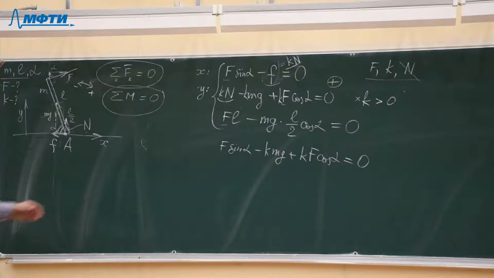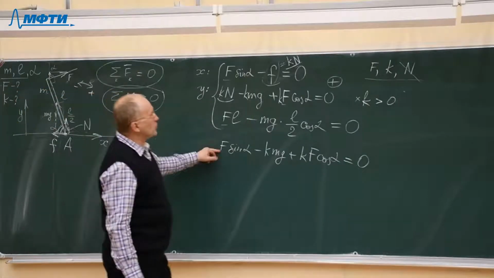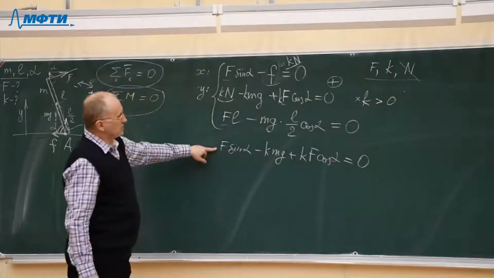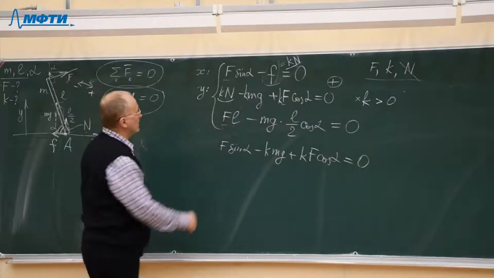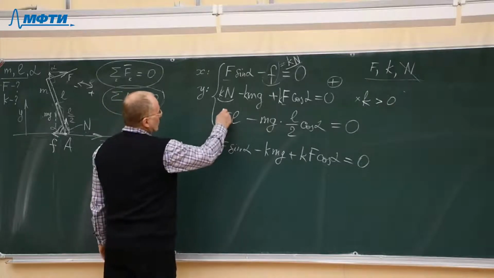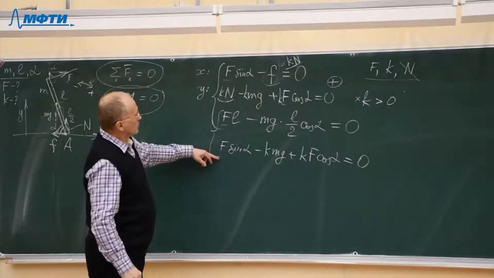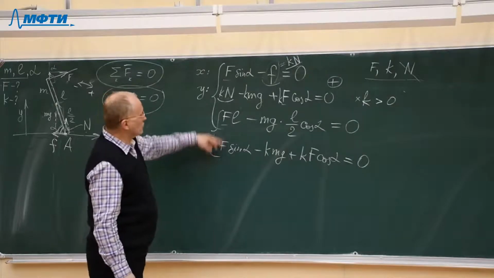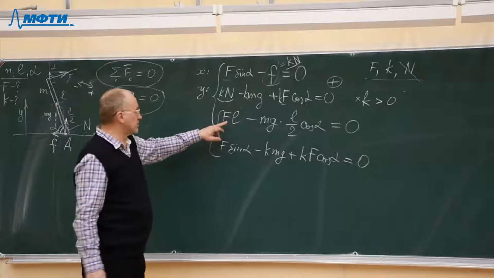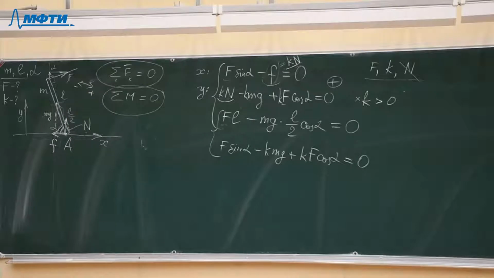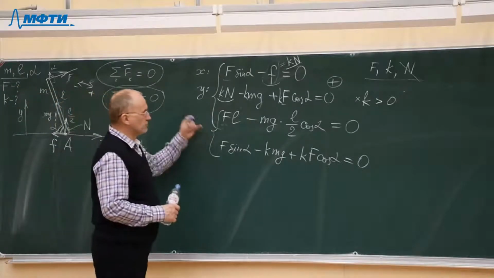So this equation contains no N. We don't need N, and we got rid of it. Also, we can take the last equation here, and that will be the new system of equations. But now we have 2 equations and 2 unknown quantities, F and K, instead of 3 unknown variables. We have only 2 in the remaining 2 equations.